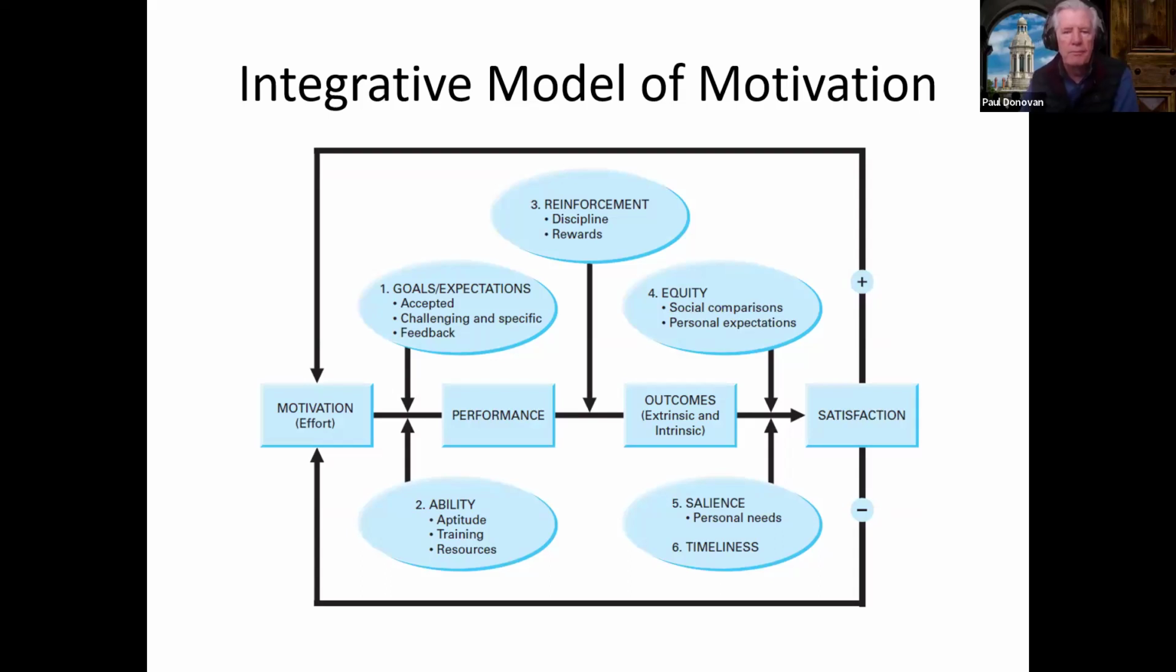This model literally summarizes the process and content theories of motivation. So you get to understand what the relationship is between all of the different process theories and all of the main content theories.